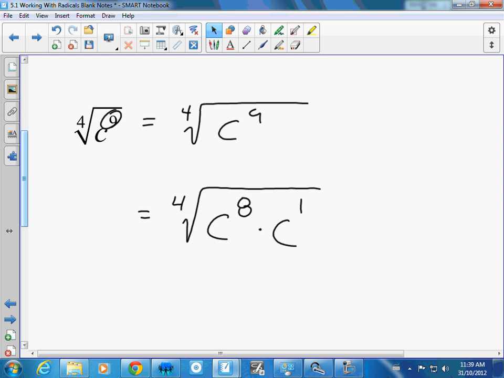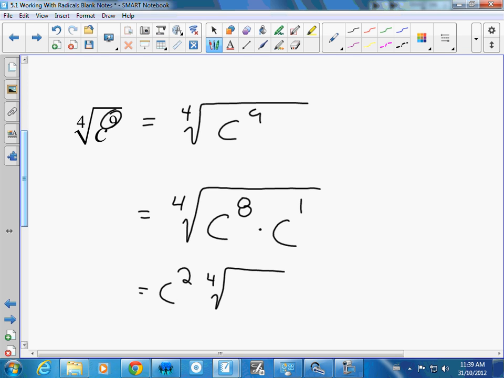I want to take the fourth root of c to the 8. So what I need is 4 numbers, and they all have to be c's raised to the same power. c2, c2, c2, and c2. If they're all the same base, what do you do with all those 2s? Add them together and you get 8. So what is the fourth root of c to the 8? c2. And what's left over underneath? c1, or c. Now this is the next part.